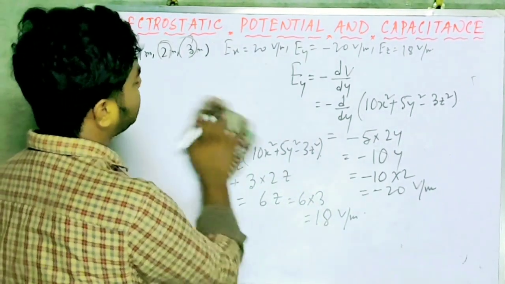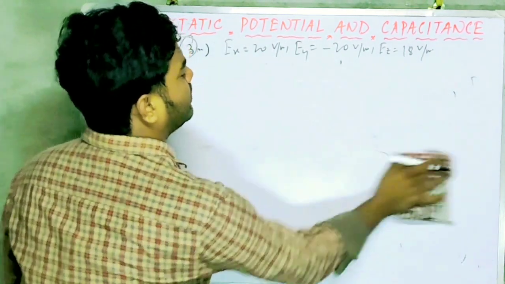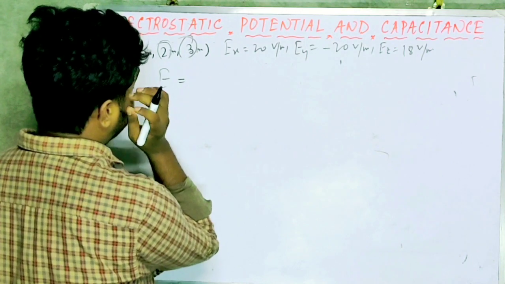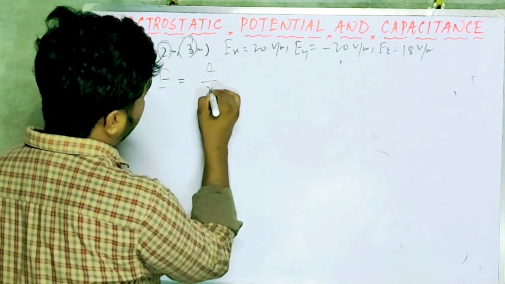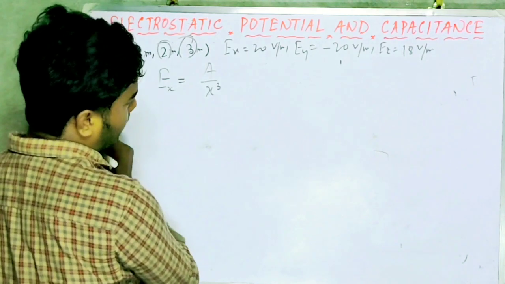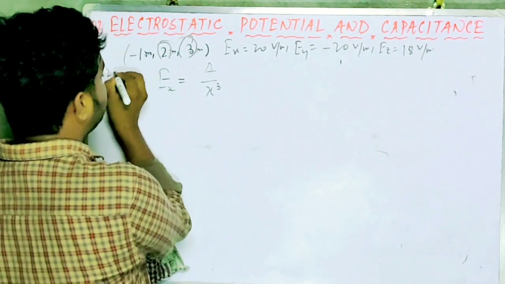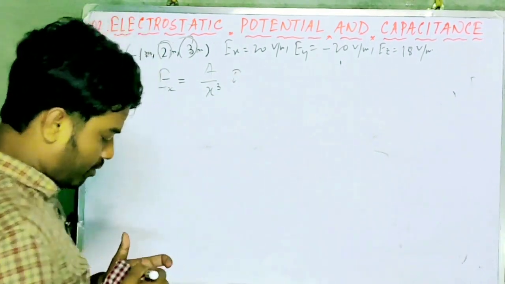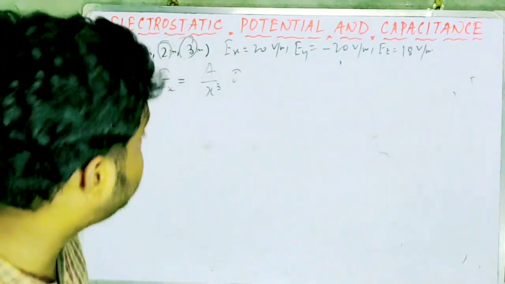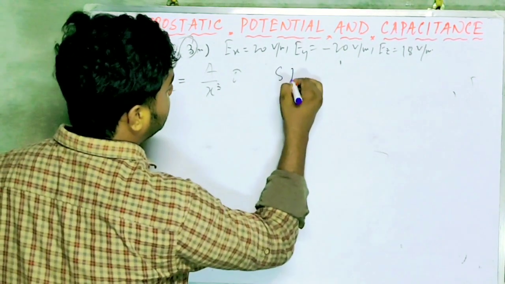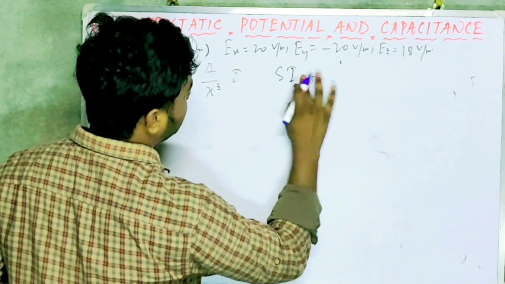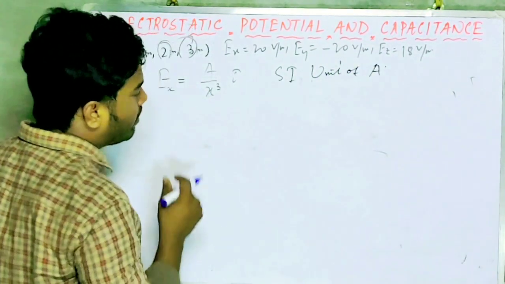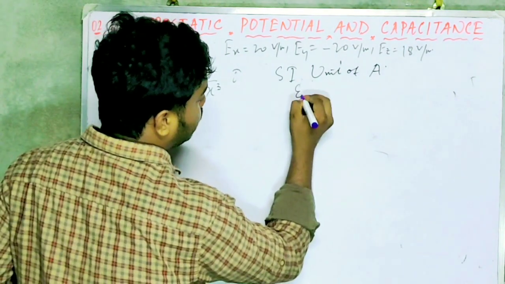Suppose electric field E is given as A by x cube, the x component of electric field is given, Ex equals A by x cube into i cap. At first you have to calculate the SI unit of A. Then you have to calculate the electric potential.